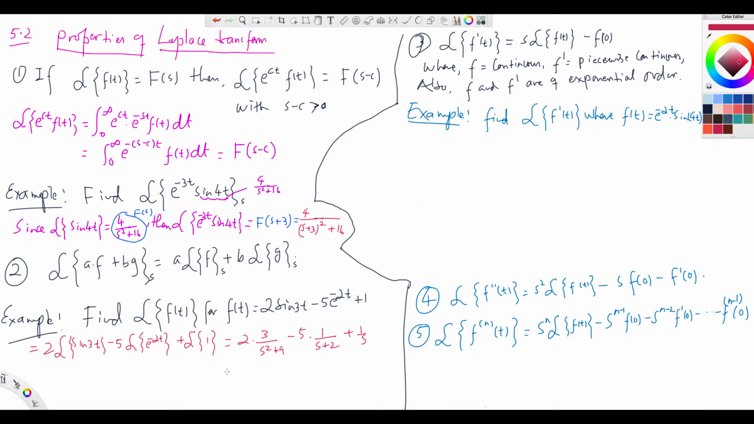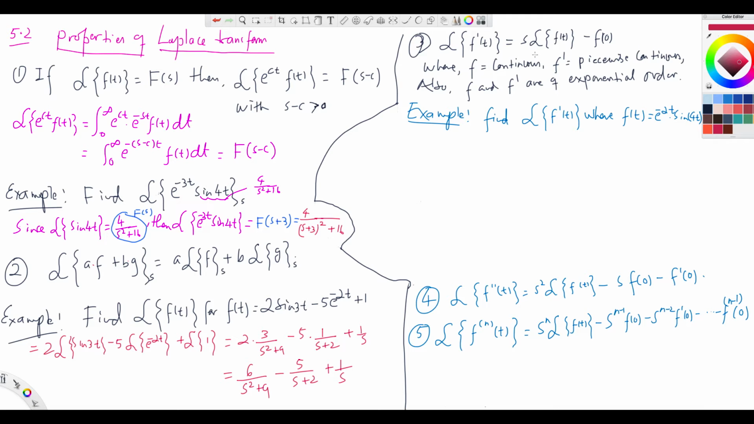So if you simplify this, you will get 6 over s squared plus 9, minus 5 over s plus 2, plus 1 over s. This is the Laplace transform. So property number 3 is the Laplace transform of f prime of t equals s times the Laplace transform of f(t) minus f(0). If there is a first derivative, then the Laplace transform is s times the Laplace transform of f(t), and then minus f at 0. That's the formula.